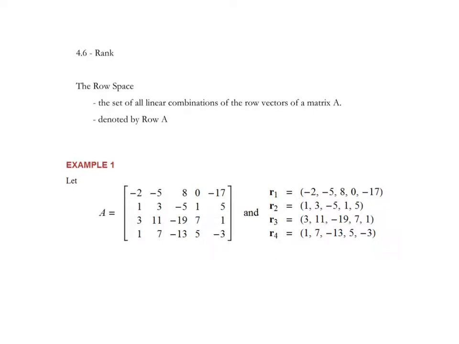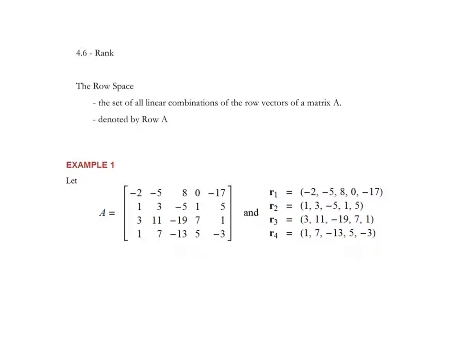Hi everybody, in this video we're going to be looking at section 4.6 titled rank, the rank of a matrix, something we'll get to a little bit later, but for now we'll start out with a definition for what is the row space of a matrix. The row space is the set of linear combinations of the row vectors, so we're going to be thinking about these rows of a matrix as vectors in the same way that we have talked about the columns of a matrix as vectors, and it's denoted Row A, the row space of A.